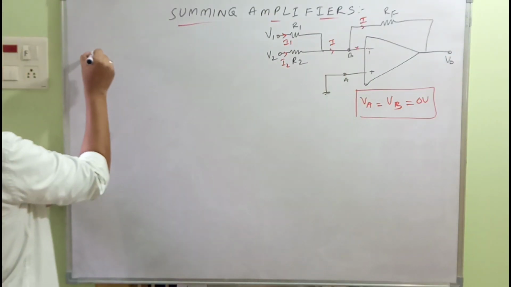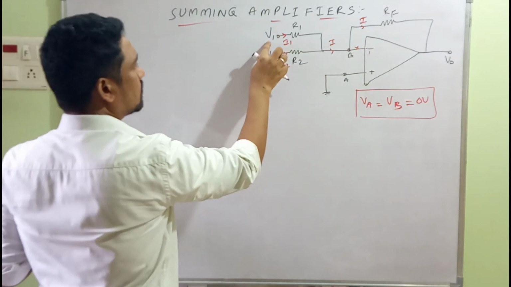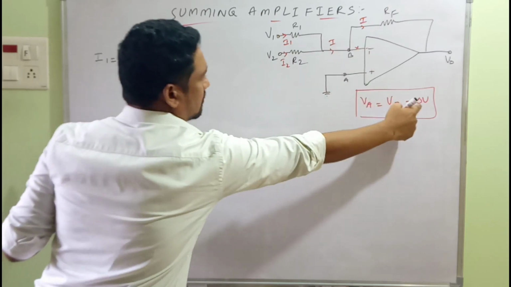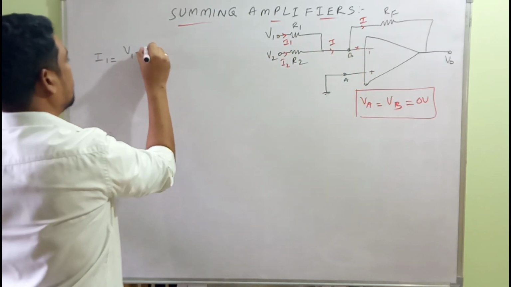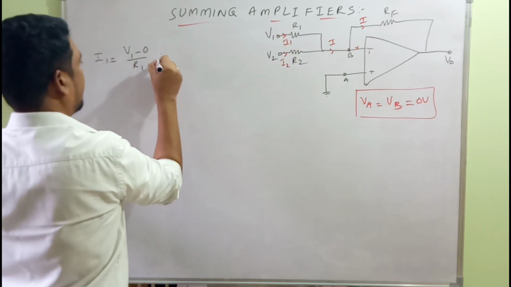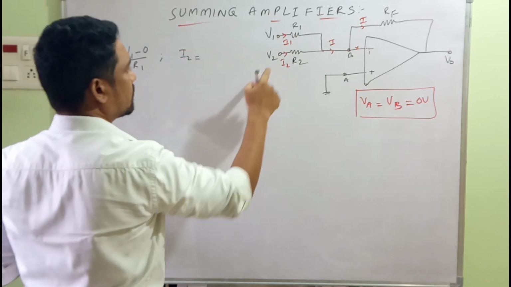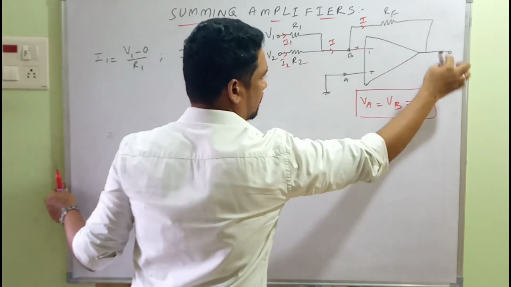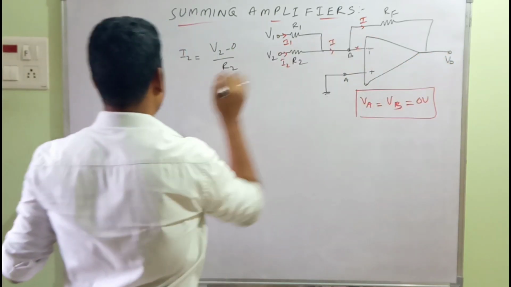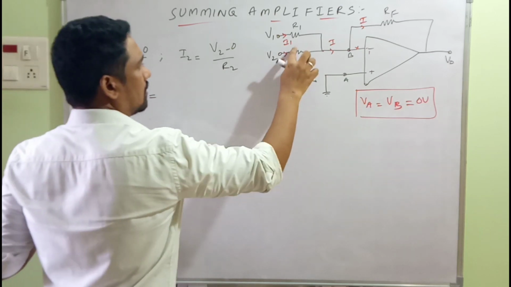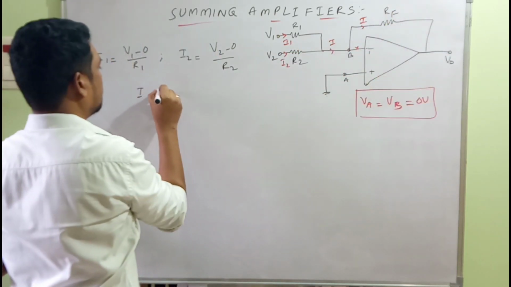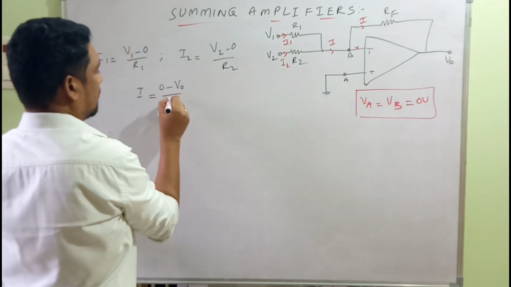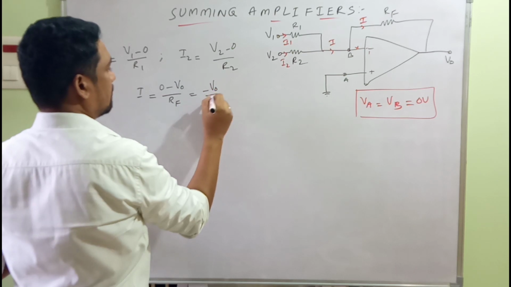Now from this arrangement, how to write the expression for I1? I1 will be equal to this voltage drop minus this voltage drop by this one, right? So how can that be written? V1 minus, here it's 0 volts, VB, the potential at point B, 0, by this R1. And what about I2? I2 can be written as V2 minus 0 by R2. And we have 0 potential over here, and on the other hand we have the output voltage V0, right? In that case, I can be written as, from this arrangement, 0 minus output voltage V0, because current is flowing in this direction, right? By RF, the feedback resistance RF, which is equal to minus V0 by RF.